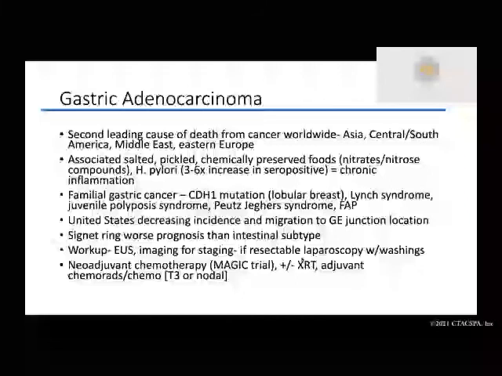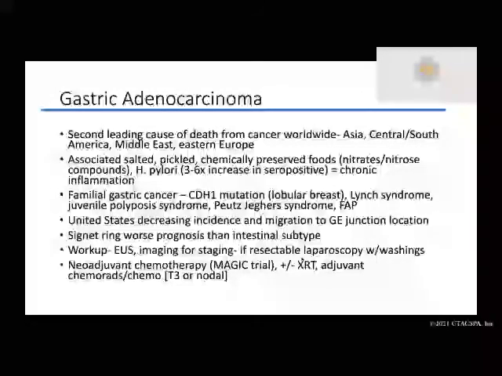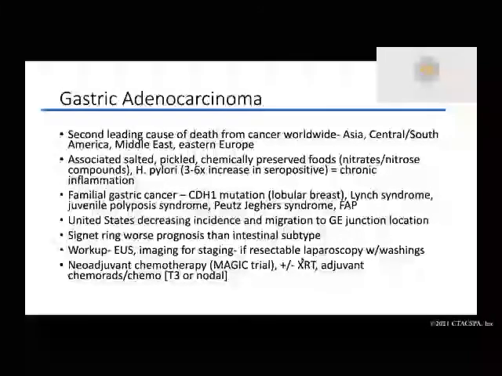In the United States, again, incidence, generally speaking, of gastric cancer is decreasing. However, we're seeing more GE junction tumors, and there's a variety of hypotheses behind that. Again, if they ask you about signet ring, that is a worse prognosis than the intestinal subtype, and actually we think about it quite differently.